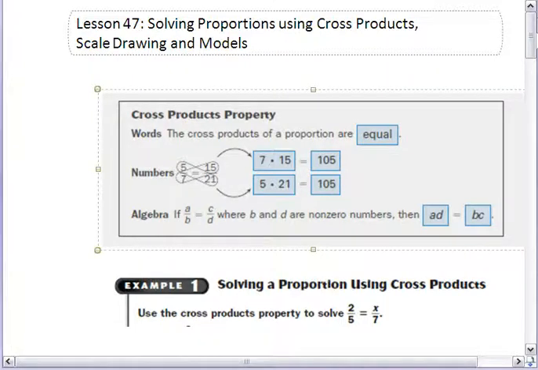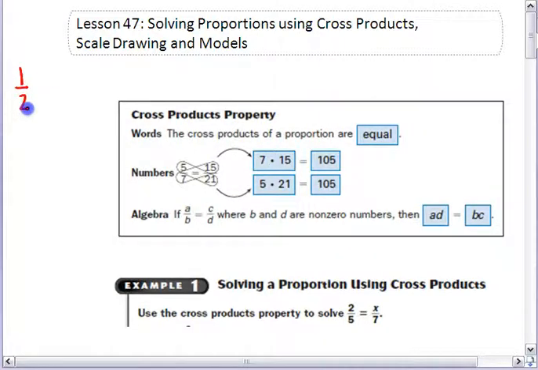Alright, to start, remember in class we talked about what a proportion is. If I have a ratio of 1 to 2 and it equals another ratio of 4 to 8, this is what we call a proportion. Today we're going to learn about how cross products help us identify whether proportions are equal or to find a proportion. So here's an example.